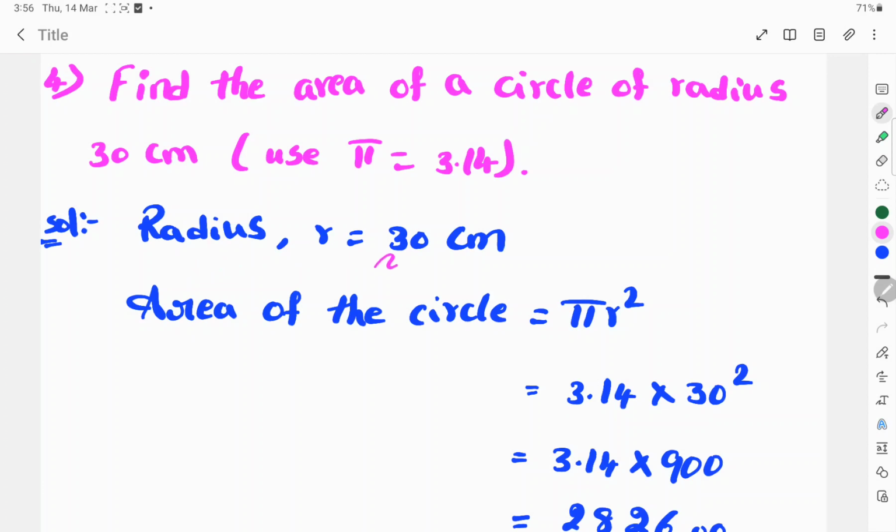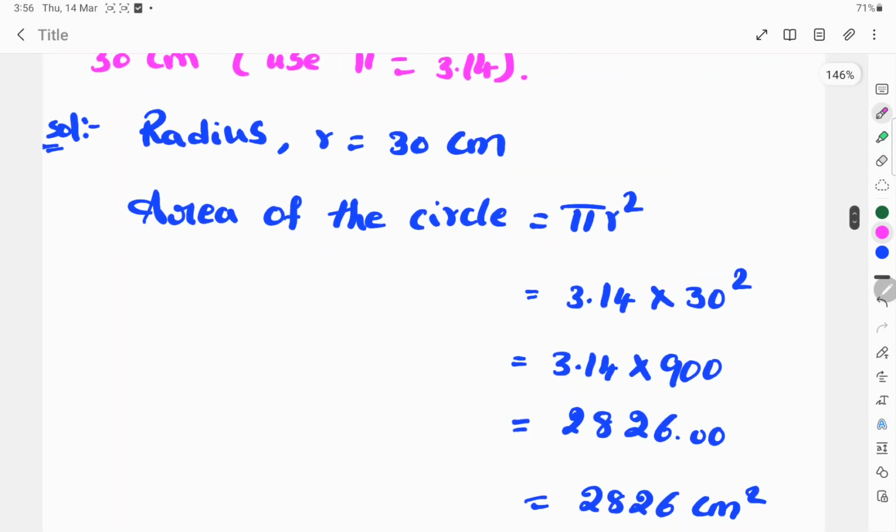Given radius is equal to 30 centimeters, and we have to find the area of the circle. Area of the circle is pi r square. The pi value is 3.14, into radius, the r value is 30. So 3.14 into 30 square, which is 900.